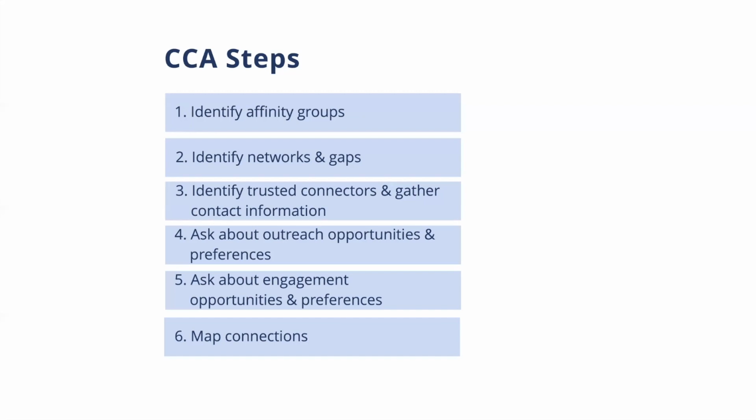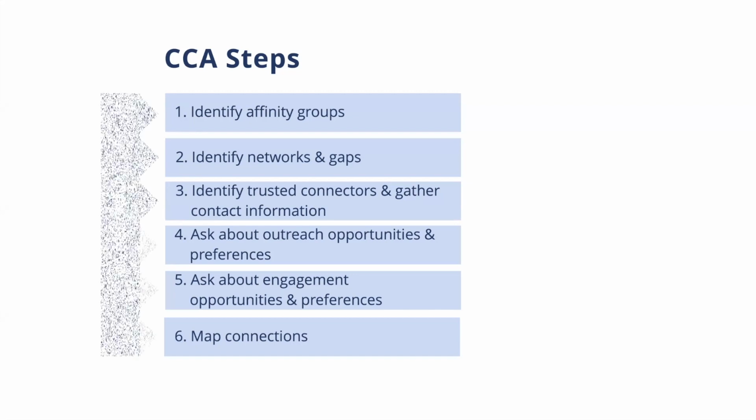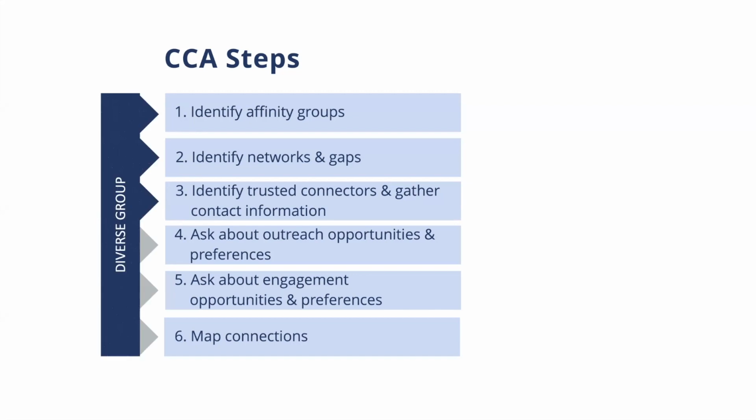In a moment, I'm going to walk you through these 6 simple steps to conducting a community connectivity analysis. To get started, I strongly recommend that you gather as diverse a group as you can to help with at least steps 1 to 3. The more community wisdom you have in the room, the more robust your initial analysis will be. Of course, you should also check the group's thinking along the way as you talk with trusted connectors to gather information for steps 4 and 5.